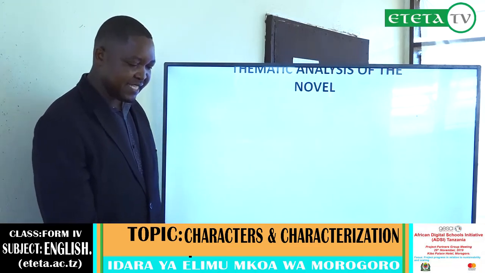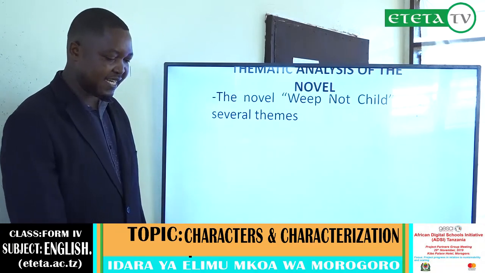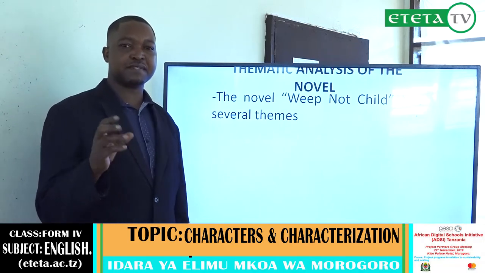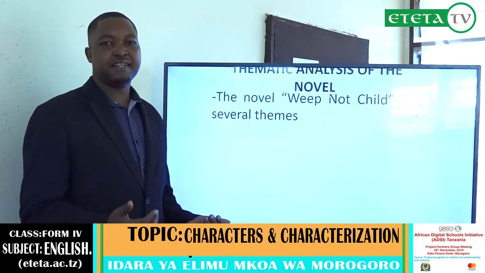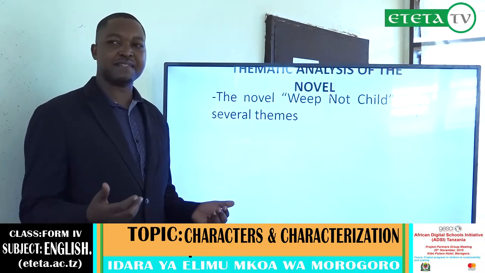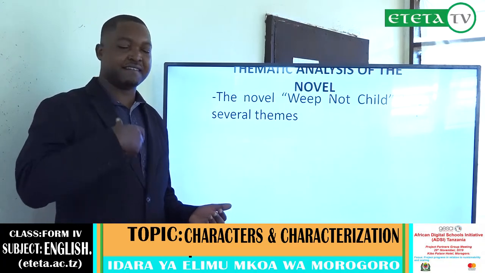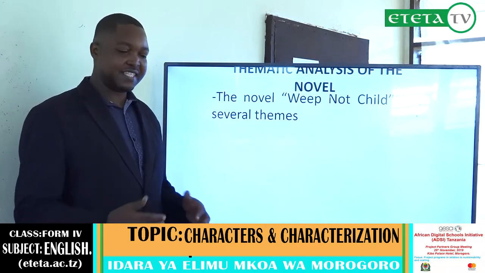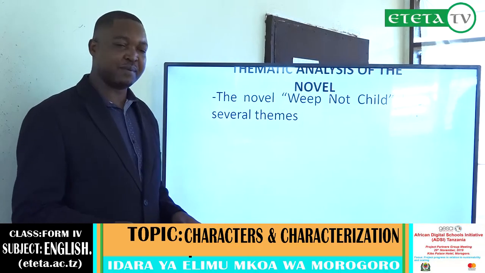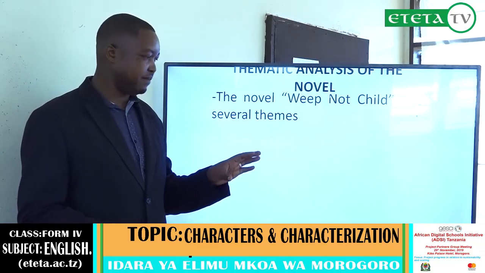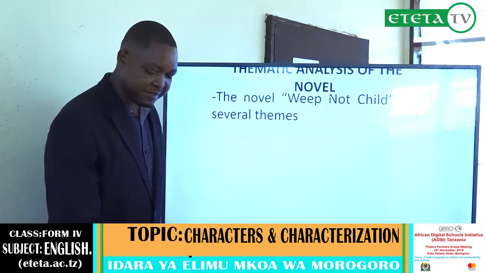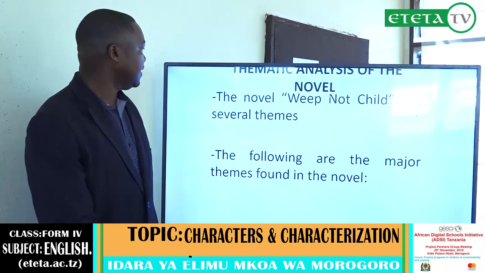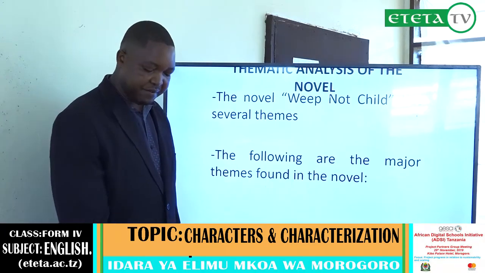So when we go to the thematic analysis of the novel, the novel Weep Not Child has several themes, but I'm just going to discuss the most important themes that you have to know, because the list of themes cannot have a limit. It's endless. Sometimes it can even have 20, 30, 50 themes. It will just depend on the way you interpret the written work. But we are just going to focus on the important things that we have to know as students, which can help us to answer our questions during the examinations. So the following are the major themes found in the novel.